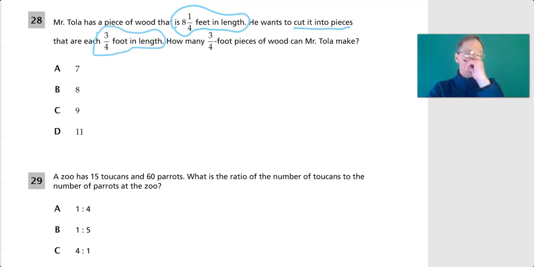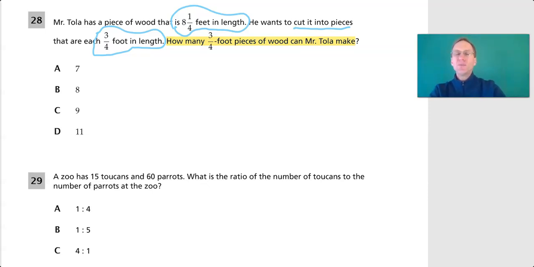So that's very common. A lot of times, when you're doing a job around your house, you need small pieces of wood, when you're framing or propping stuff up. So he has an 8 1/4 foot board. How many of these? And you should be circling and underlining and highlighting, okay? The question is what guides us. How many 3/4 pieces of wood can Mr. Tola make? How many 3/4 pieces?